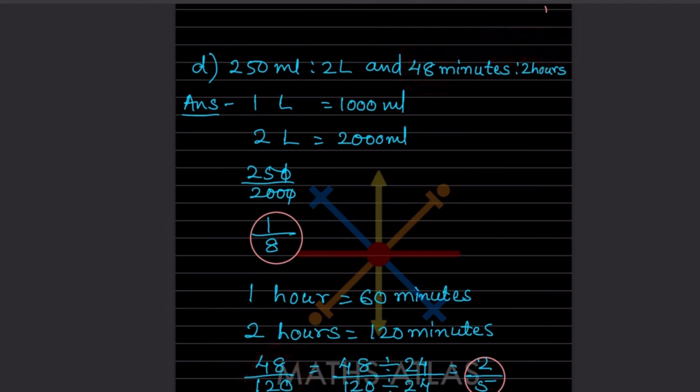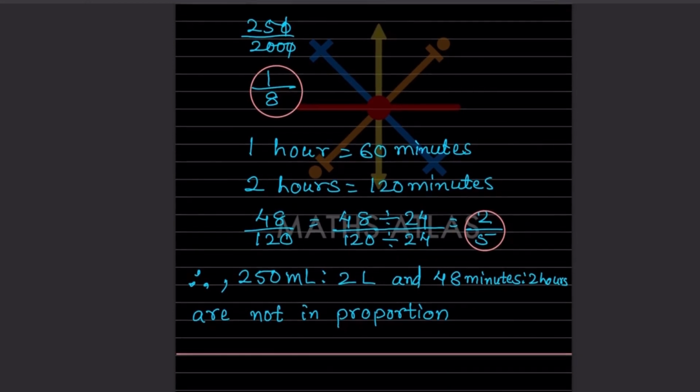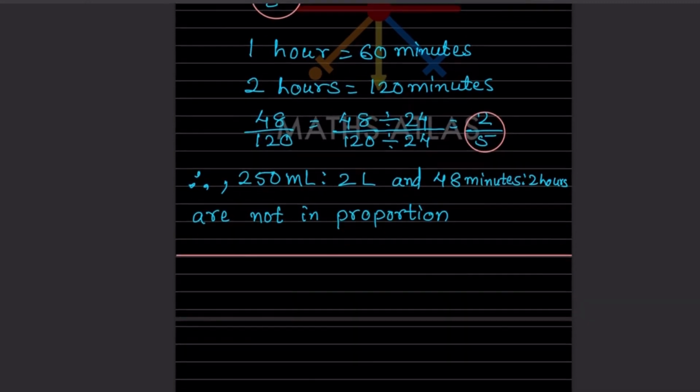Got it? Okay. So now what I did, I divided by 24. You can go for 2, that will be better. 24 definitely I don't expect from you all, but I did it by 24. Okay. So when you divide it by 24, that is 2 by 5. So what we can see, this is 1 by 8 and this is 2 by 5. So definitely they are not in proportion. Correct? So not in proportion means we don't have to find out the product of the means and the product of the extremes.